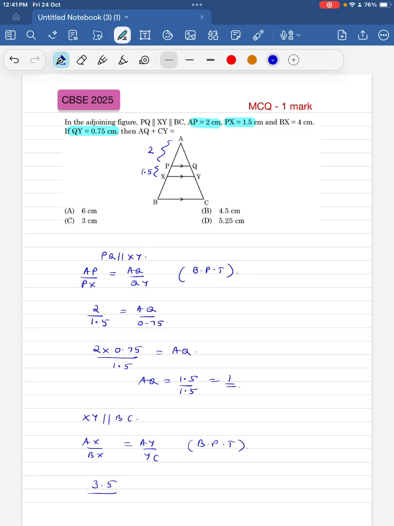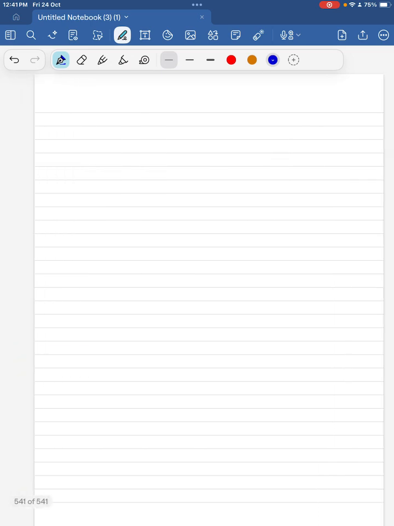So 3.5 divided by BX, which is given as 4 in the question, is equal to AY. AY is the sum of AQ and QY. AQ we just found out is 1 and QY we know is given as 0.75. So I would get 1.75 divided by CY or YC.